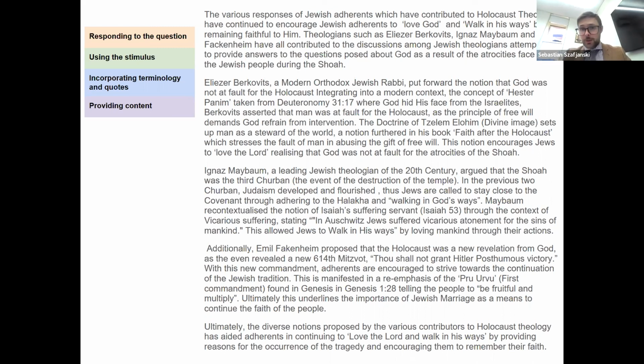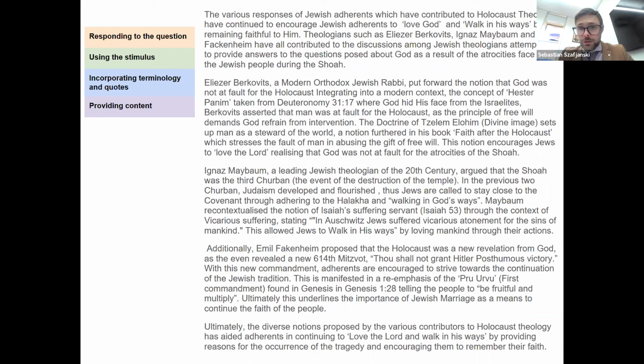Theologians such as Eliezer Berkovitz, Ignaz Maybaum, and Emil Fackenheim have all contributed to discussions among Jewish theologians attempting to provide answers to the questions posed about God as a result of the atrocities faced by the Jewish people during the Shoah. Okay, so in that first part, the student has just answered the question. They've given me a couple of ideas, but they've only really talked to me about the contributors. Now we'll see that they go into the contributions.